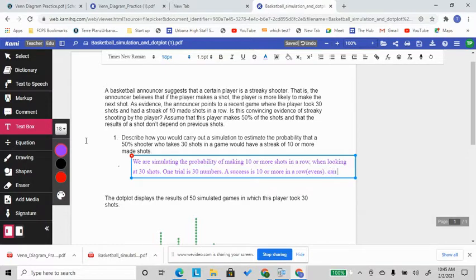So we can repeat because each trial is independent of each other, and don't ignore any numbers.